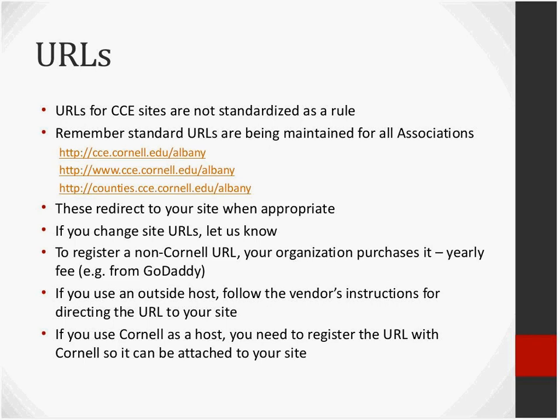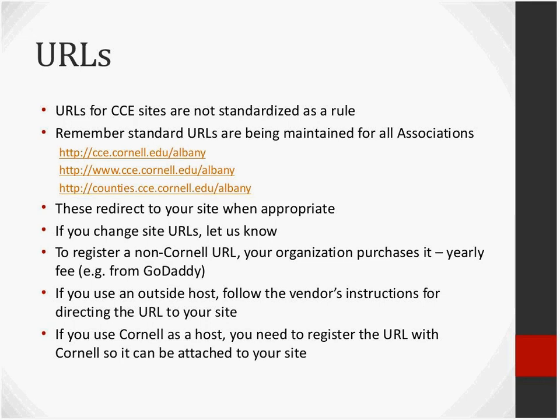If you register a non-Cornell URL, such as ccealbany.org, you purchase it, and there's a yearly fee. The fee is usually pretty tiny, like $8 a year, maybe $12 a year. There are hundreds of places you can purchase them from. GoDaddy is one, and that's what I use for my personal URLs. If you have somebody working on your website, they might do this for you.